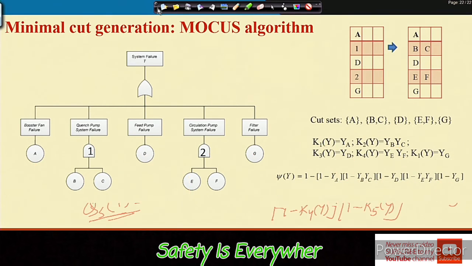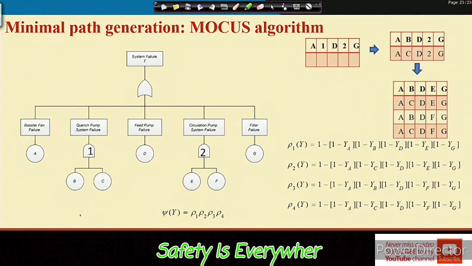So, now we will go for minimal cut. You have seen the minimal cut, now I will go for minimal path.